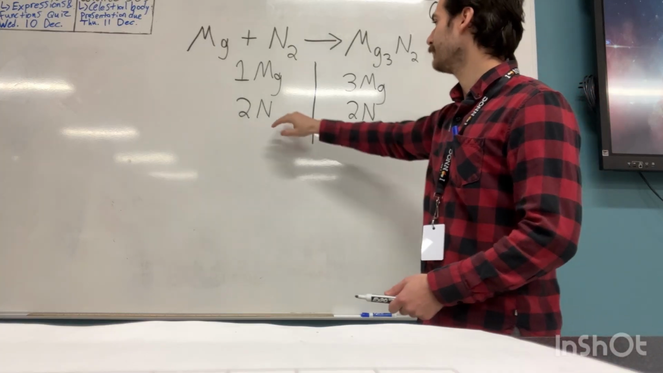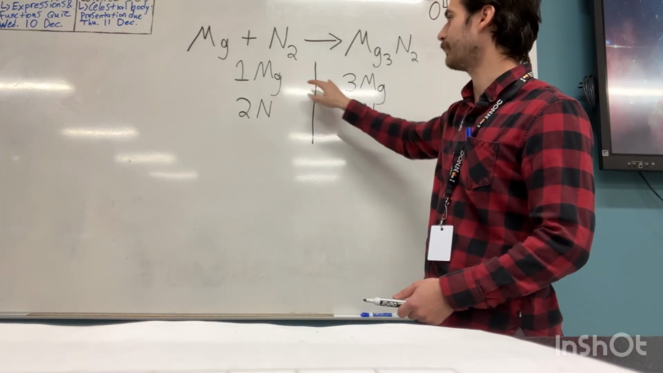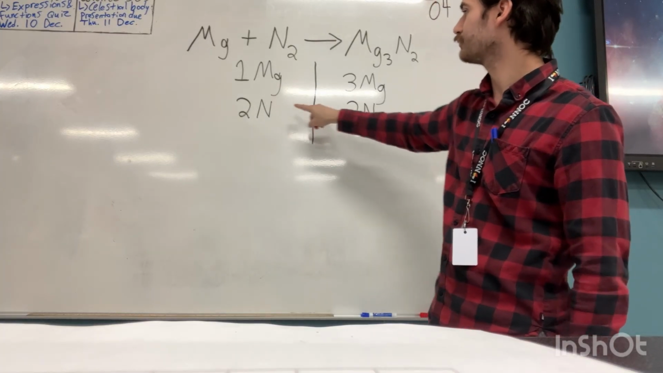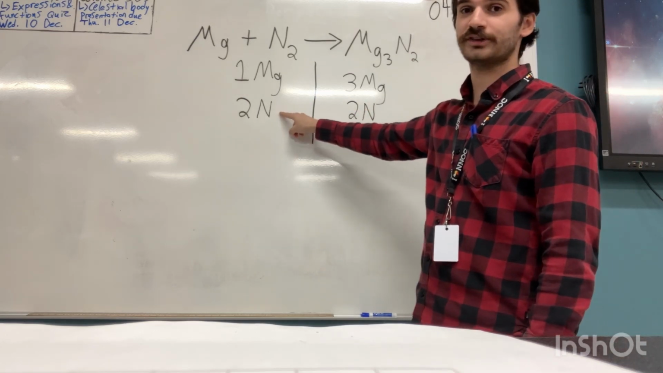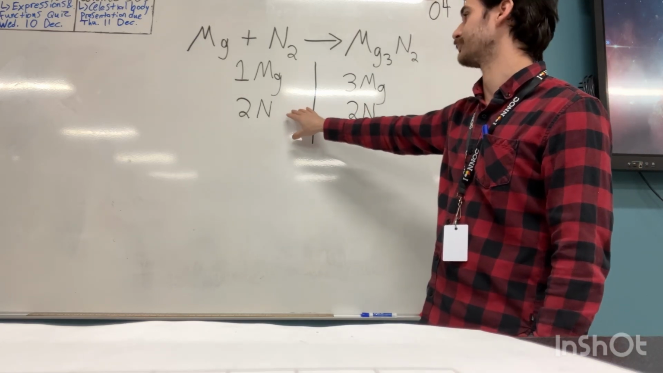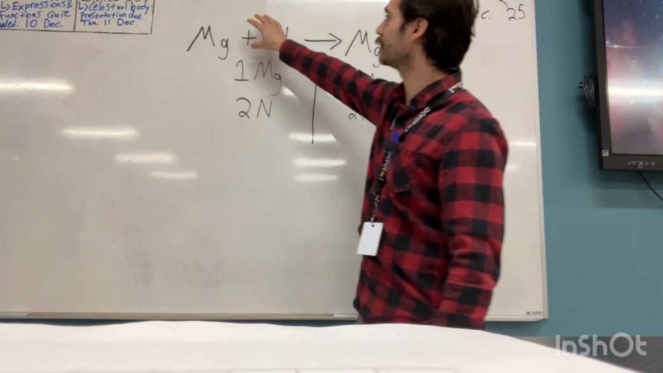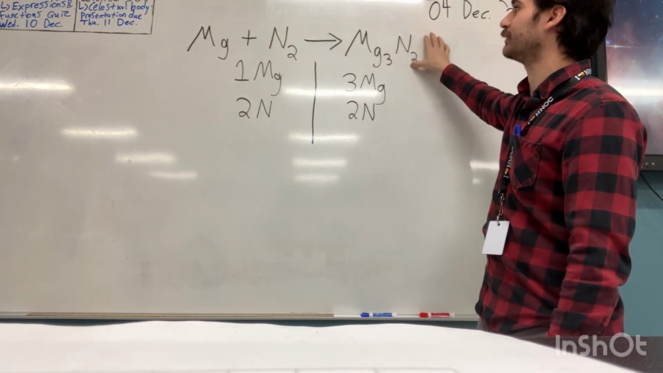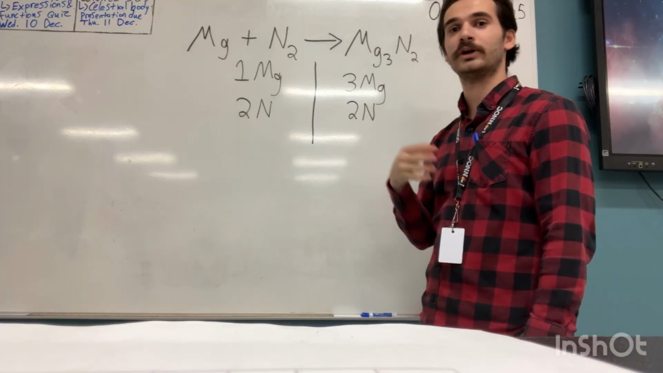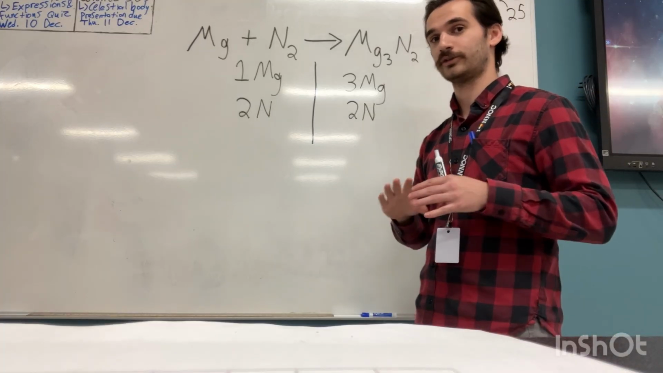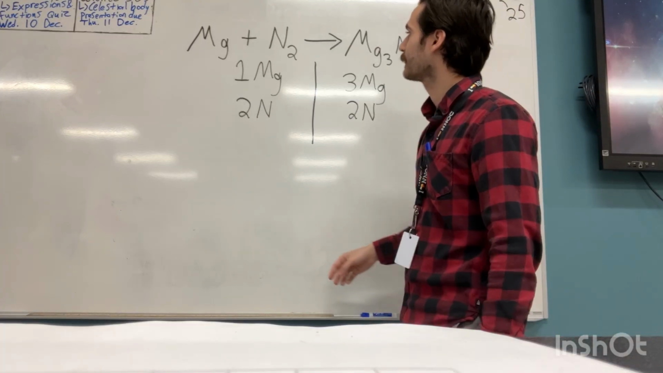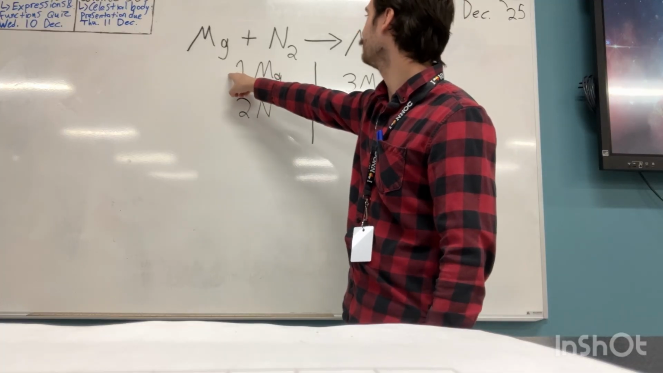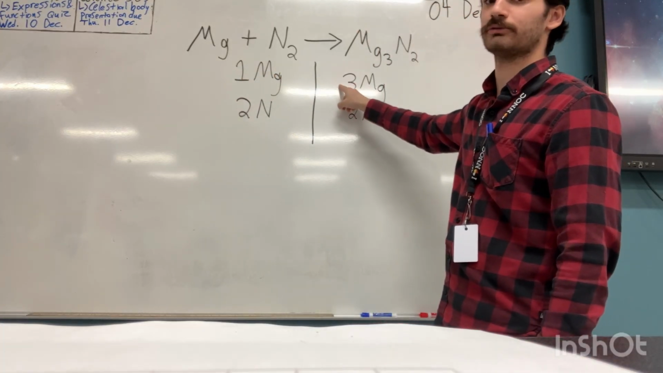And now I'm going to compare and see if I have the same amount. So I have the same amount of nitrogen on both sides, which means nitrogen's happy. I'm not going to do anything with nitrogen because I have 2 nitrogens on the left side of the reaction and I've got 2 nitrogens on the right side. That means I'm not creating and I'm not destroying any nitrogens. So that's good. But I have 1 magnesium and I have 3 magnesiums on the right side.